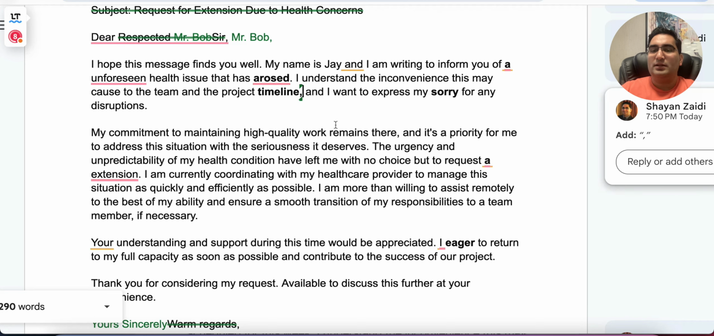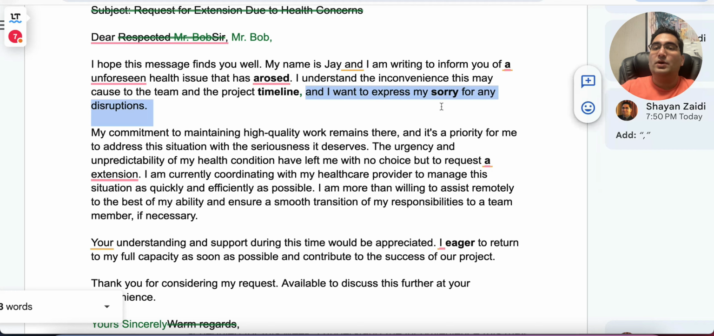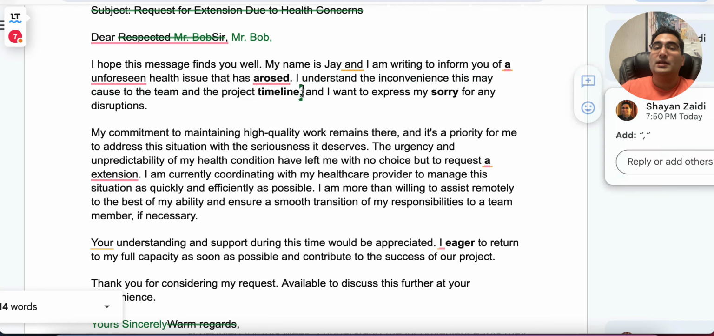This is actually something I'll talk about. This one, before "and," you need a comma if the point or the clause after "and" is a different point. So it is different. He wants to express his sorry, which is also wrong. It should be apologies. And this is a different point about inconvenience. So you need a pause. So this is a common grammar mistake too.